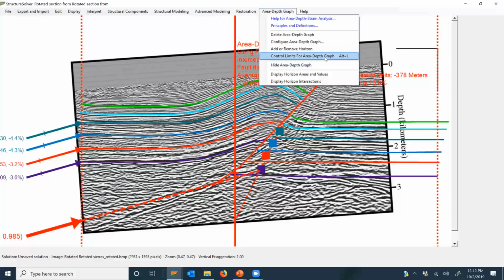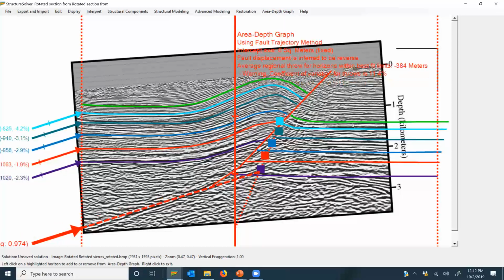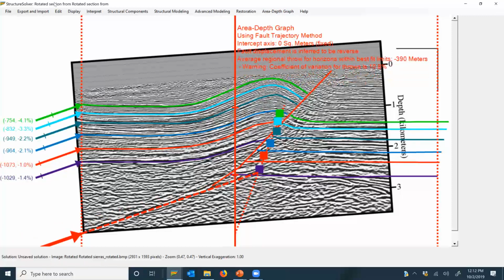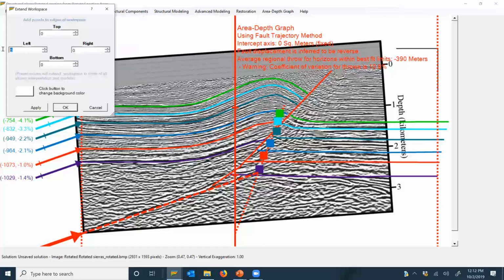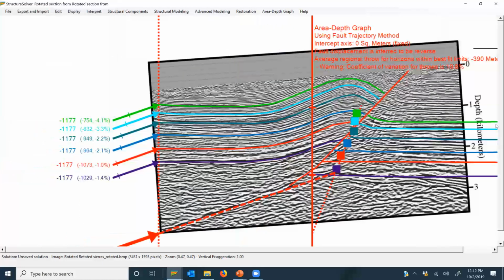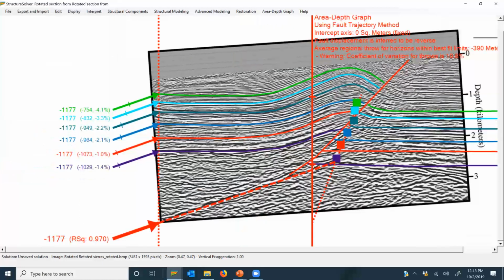So we'll add in the rest of the horizons. We'll extend our workspace. And so now reported out at the left, we have the displacement on the structure. So it's about 1.2 kilometers of total shortening. And that is coming from the slope of our linear fit.